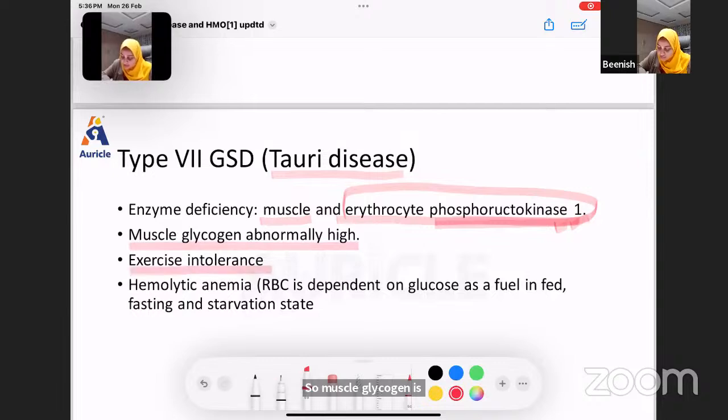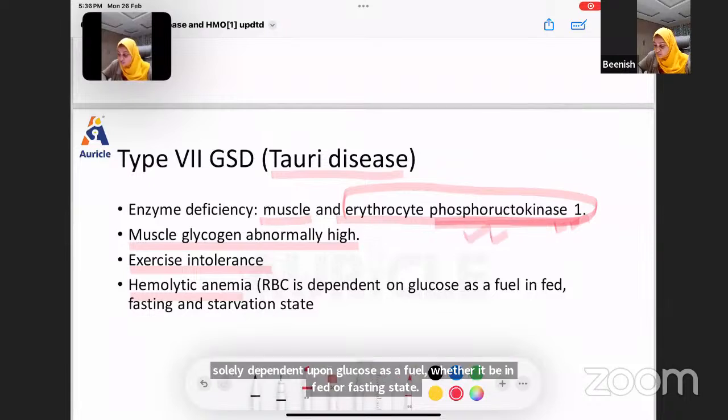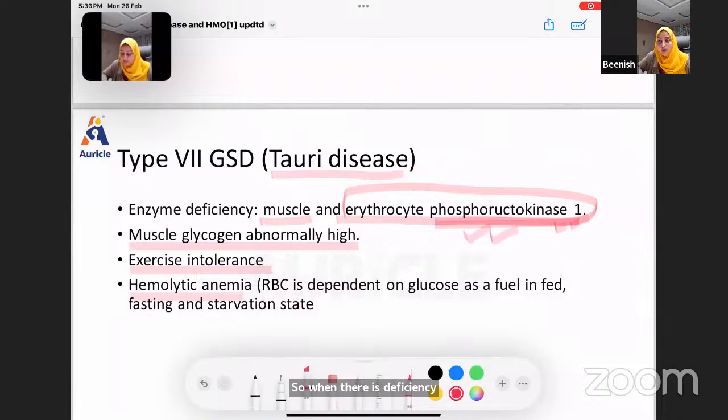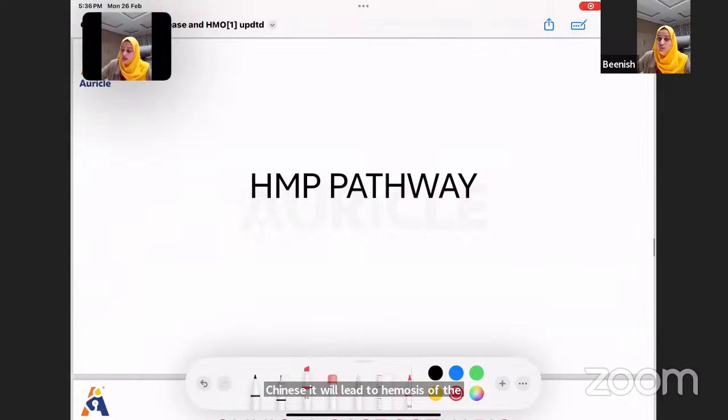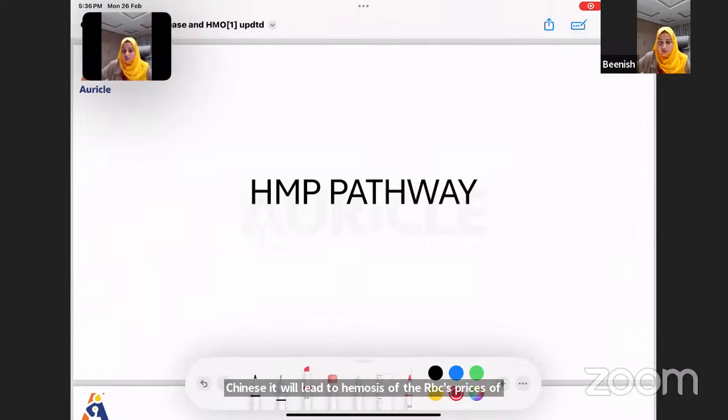There's exercise intolerance and hemolytic anemia, because RBC is solely dependent upon glucose as a fuel, whether in fed or fasting state. So when there is deficiency in phosphofructokinase, it will lead to hemolysis, lysis of the RBCs. Okay, so that was about your glycogen storage diseases.